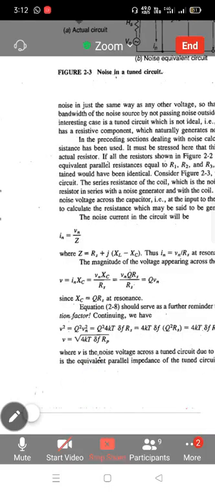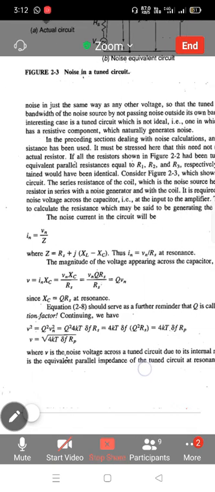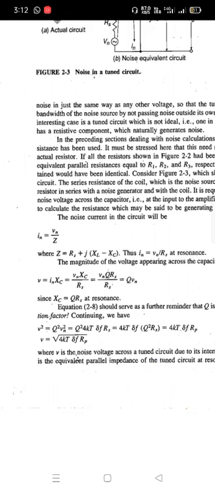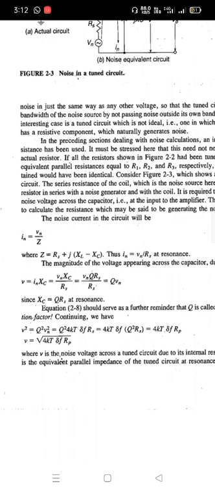See here, In equals Vn by Z. Now what is the value of Z? Z equals Rs plus j into XL minus Xc, where In is Vn by Rs at resonance.